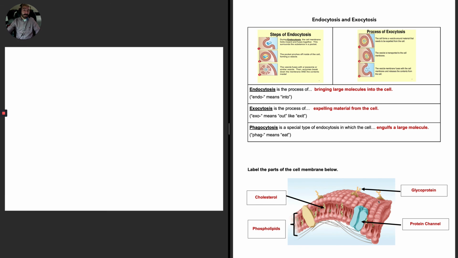And that's it for the cell membranes. The entire unit is covered in these 4 lectures with these 4 different parts.